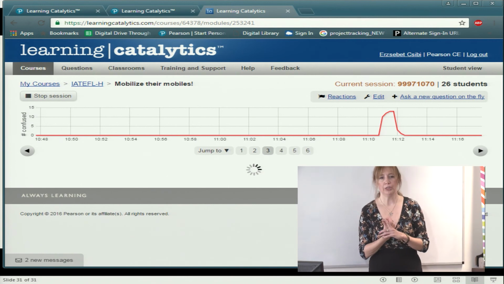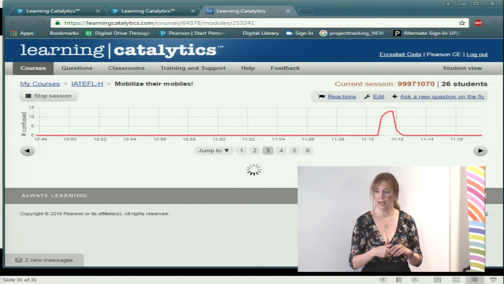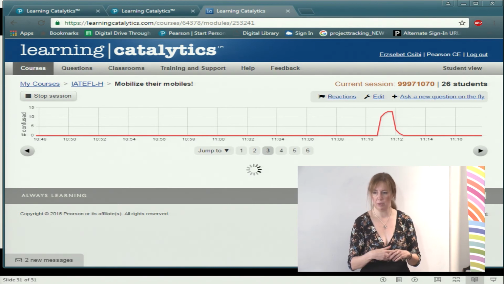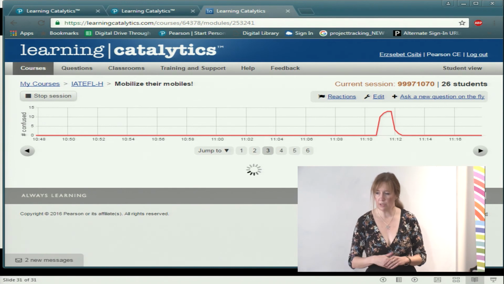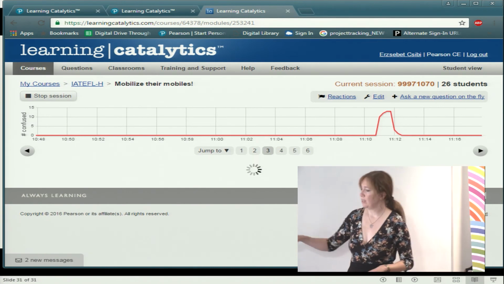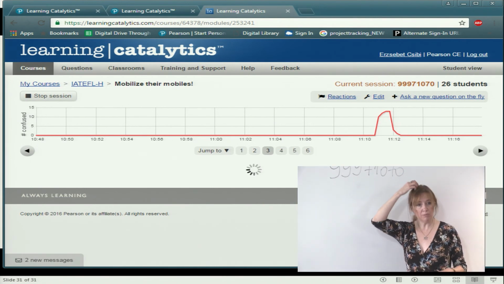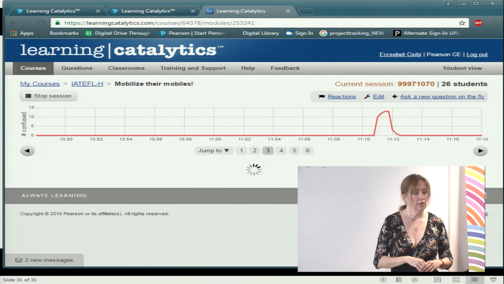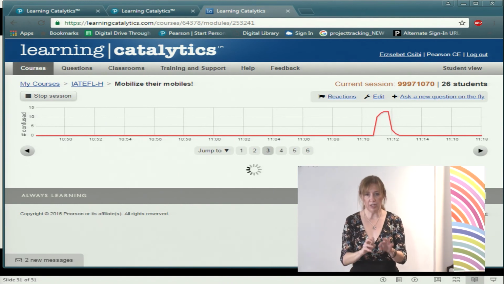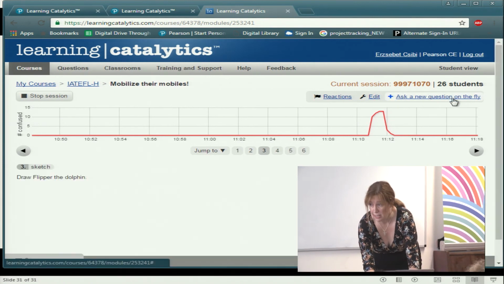We also had a word cloud, which you could see the results with. And we also had the last one, which we've already seen. So we'll just wait for this to load. I can also show you that it has an ask a new question on the fly button. So if I come up with a new idea for a question, I just put in my new question very, very quickly. And then I will be able to ask you.